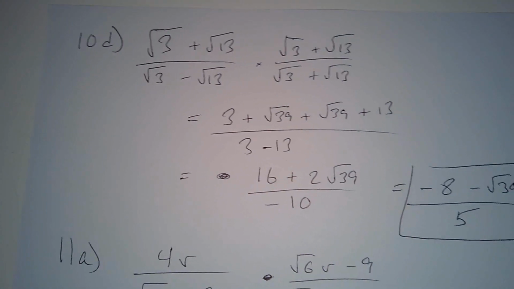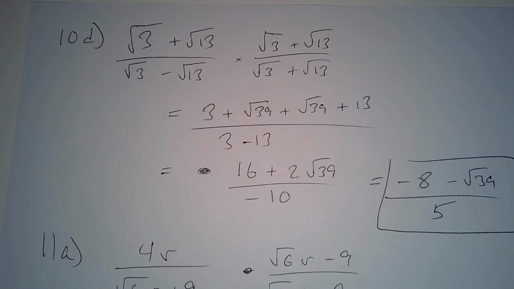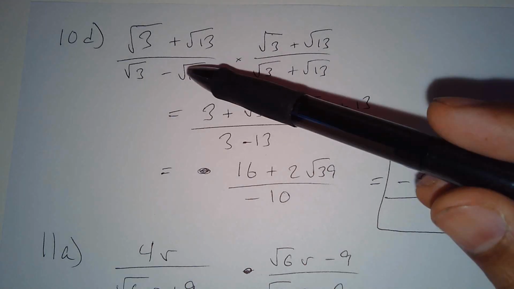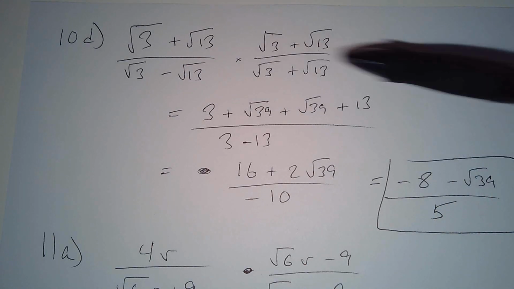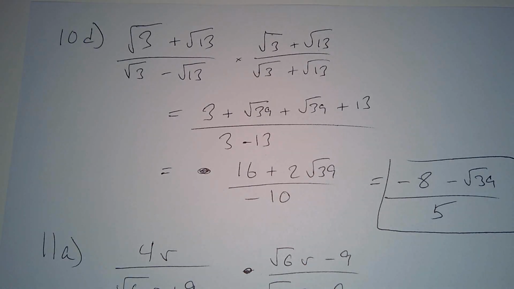Okay, number 10, same thing. We've got root 3 minus root 13, so it's going to be root 3 plus root 13.